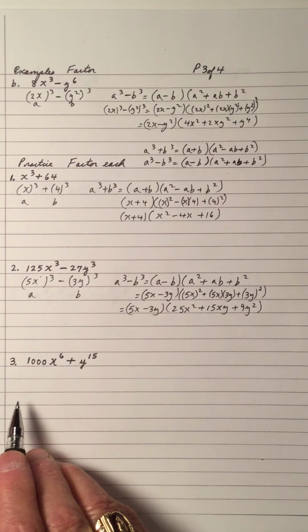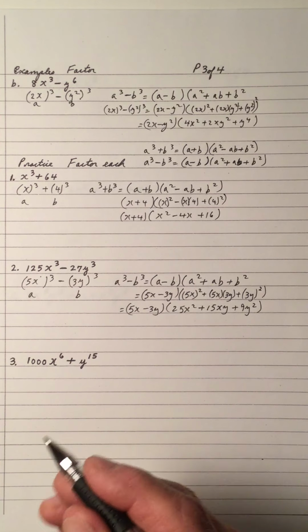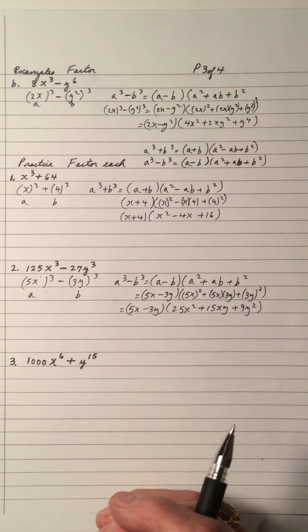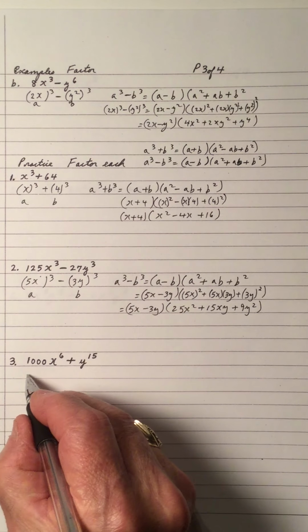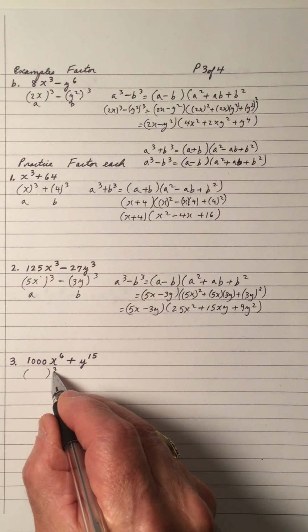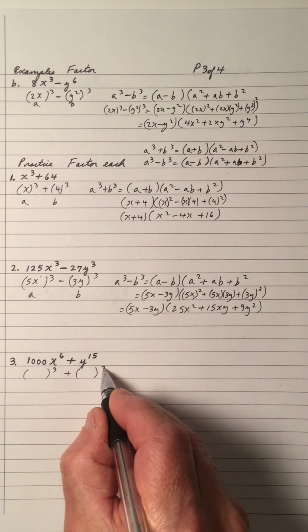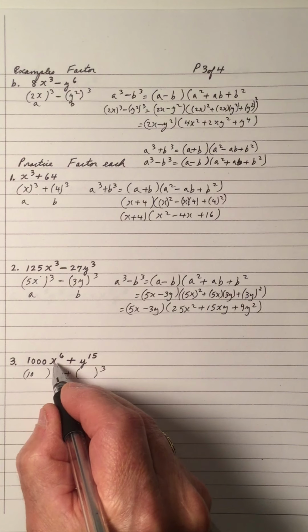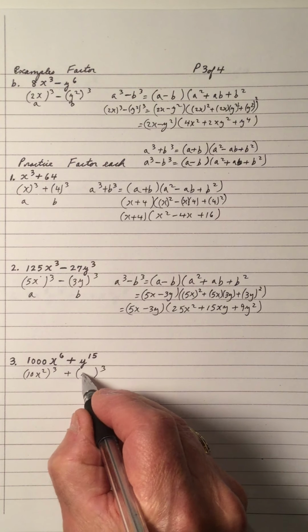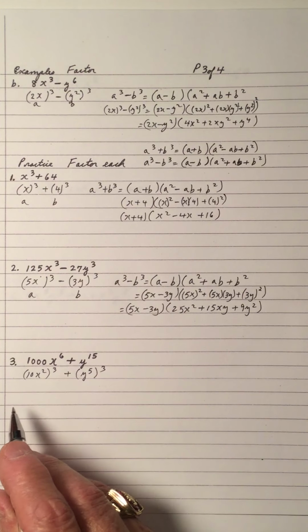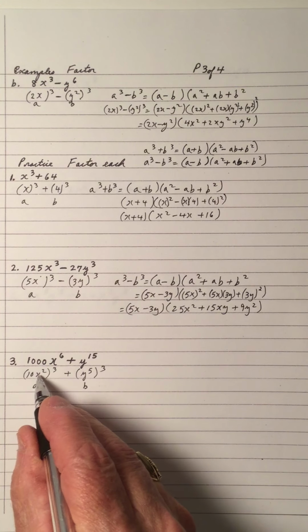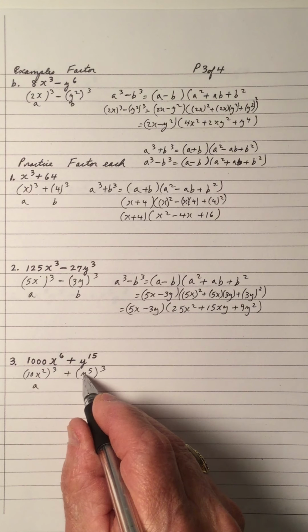And number 3, the more practice you do, the better you get. Practice makes perfect, but you have to sit down and memorize the pattern and practice. Here we go. This is cubes. Notice the sum of two cubes. So we get a cube plus something cubed. 1,000 is a 10 cubed, and 6 divided by 3 is 2, and 15 divided by 3 is a 5. So that's why we did the practice. So that's the A, and that's the B. A is 10x squared, B is 5y.